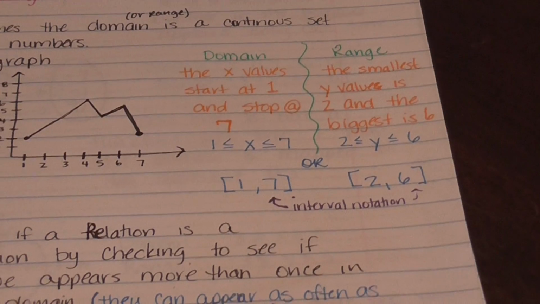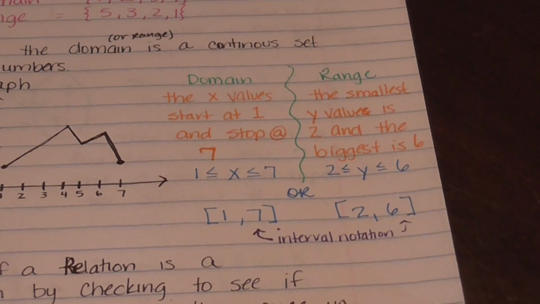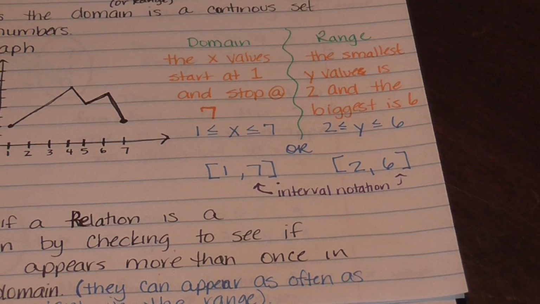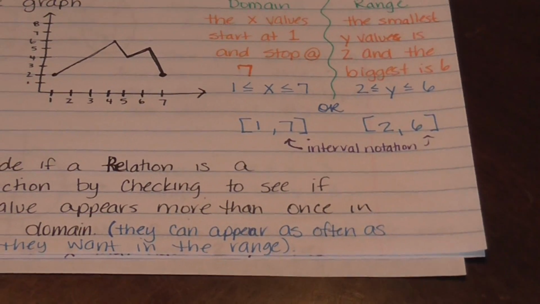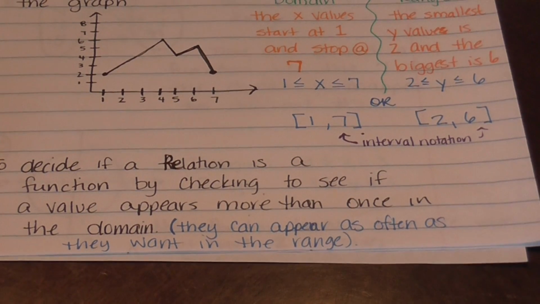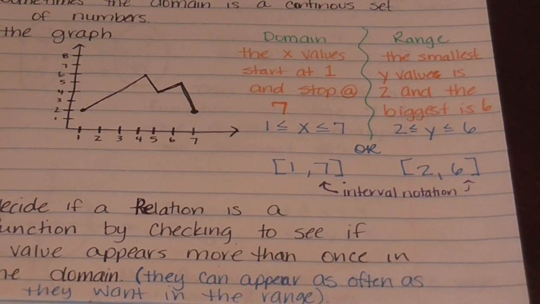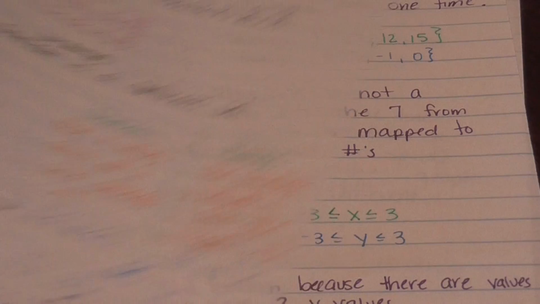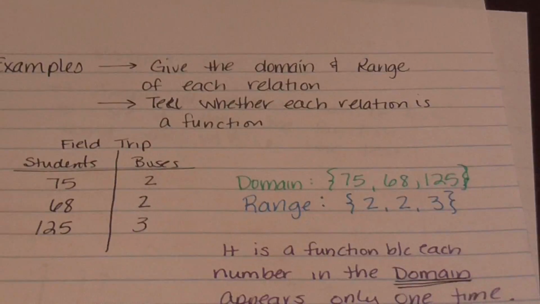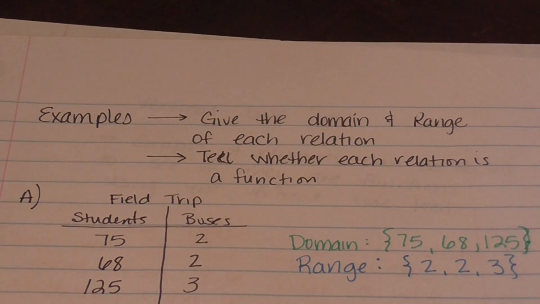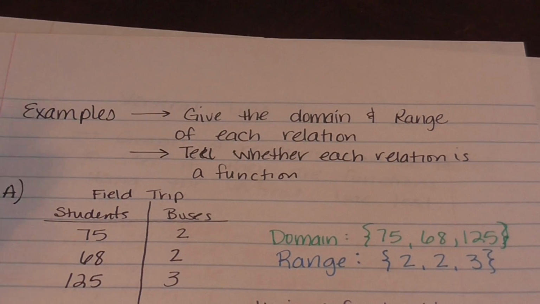All right, to decide if a relation is a function, you can check to see if a value appears more than once in the domain. It can appear as often as it wants to in the range, but each number can only appear one time in the domain, or in the x values. So let's look at some examples. It'll ask you to give the domain and range and to tell whether or not it's a function.